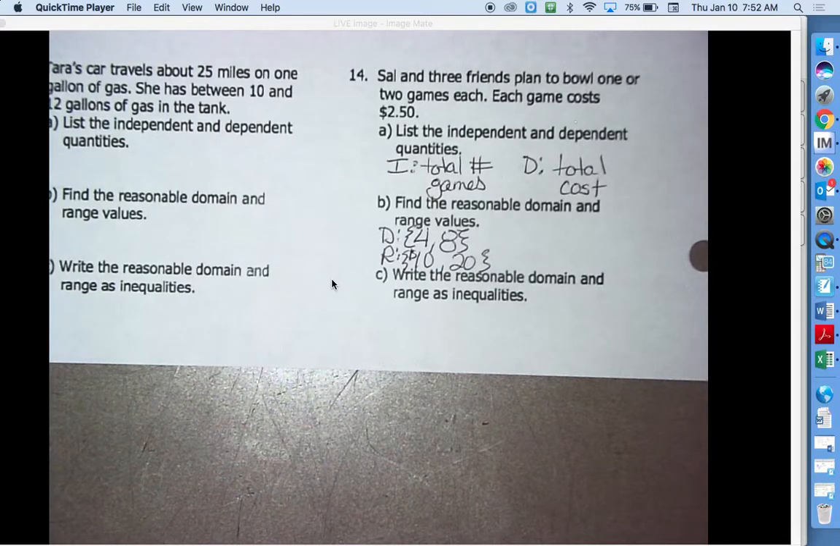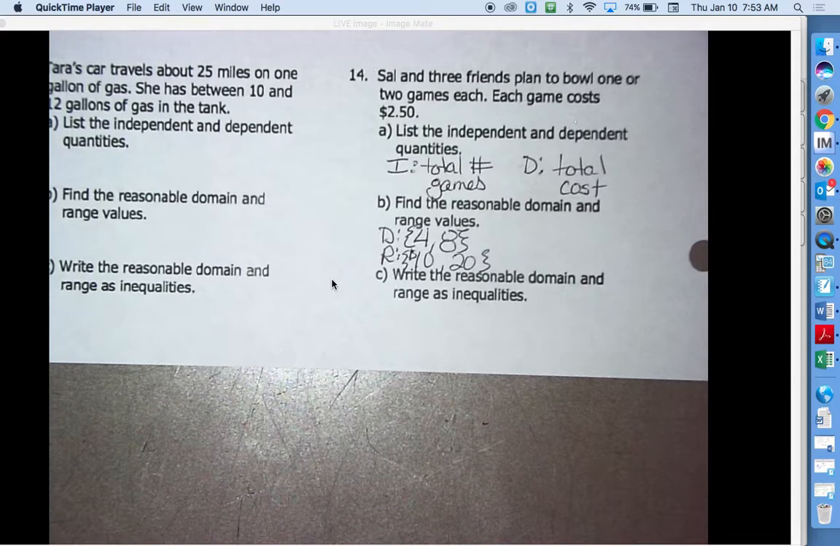Whereas with miles and gas, yes, you could drive 54.29 miles, or you could have 10.15 gallons of gas in your tank. But when you're paying for something that has just one specific cost and that cost isn't changing, it's $2.50, you're either paying the $10 or the $20, depending on if you each bowl 1 game or 2 games. Questions? So the dependent variable literally depends on or is controlled by the independent variable. Whatever happens with the number of games actually affects the cost. Any questions?